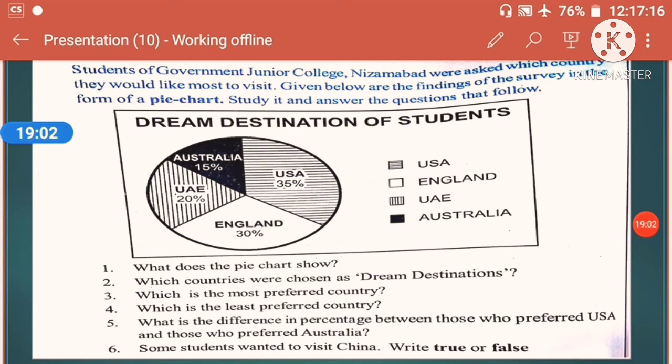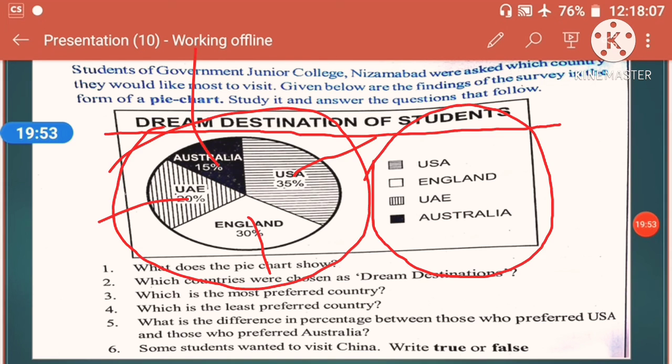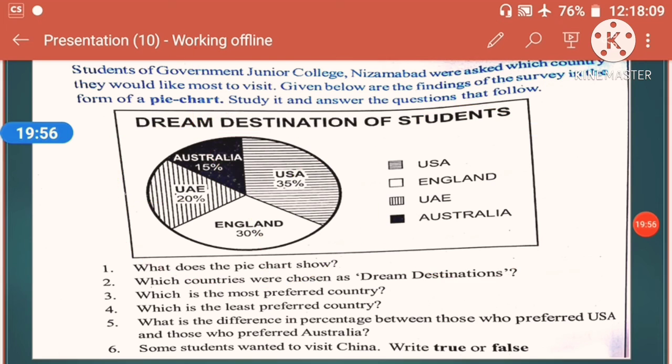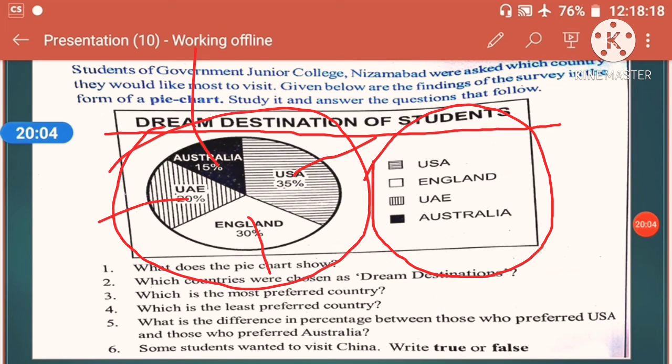Now let's see this question. Students of Government Junior College Nizamabad were asked which country they would like most to visit. So given below are the findings of the survey in the form of a pie chart. So study it and answer the questions that follow. First of all, you have to observe the heading and the pies which were divided in the given pie chart. You also have to understand the given data clearly.